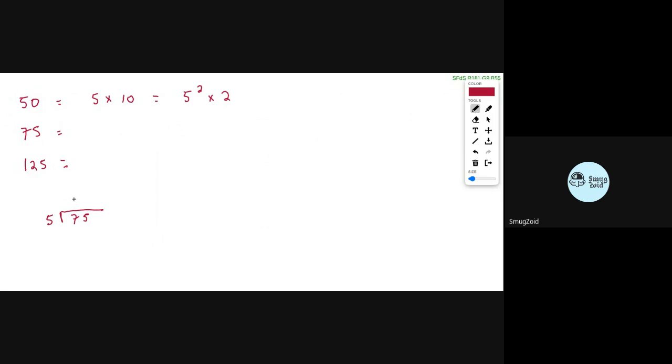So 5 goes into 7 1 time. 1 times 5 is 5. Bring down the 2. Bring down the 5. 25. We should know that's 15. So this would be 5 times 15. Now we could break this down again by 5, right? So that'd be 5 times 3. So this would be 5 squared times 3. Now we're stuck, both prime numbers.